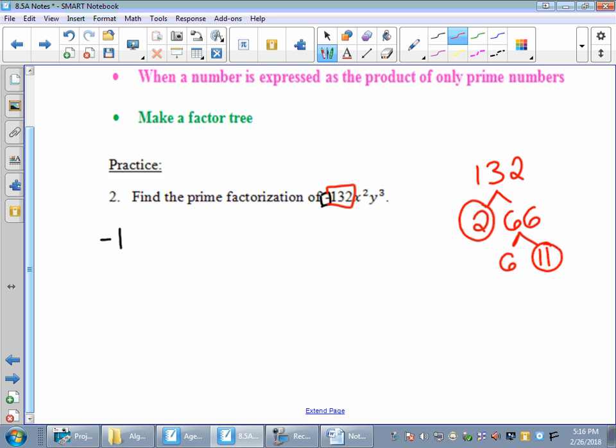But 6 is not. 6 I could write as 2 times 3. And then 2 and 3 are finally two prime numbers. Once you get to a point where every branch ends with a circle, you're going to take those numbers and write them in numerical order. However many there are is how many you should write. So for example, I have 2 times 2 times 3 times 11.